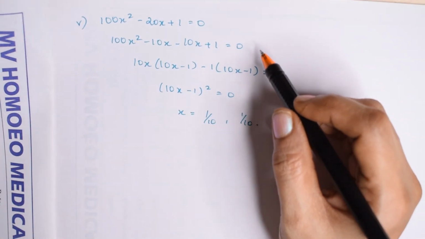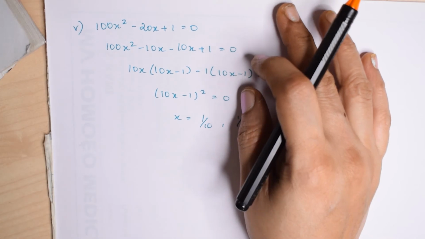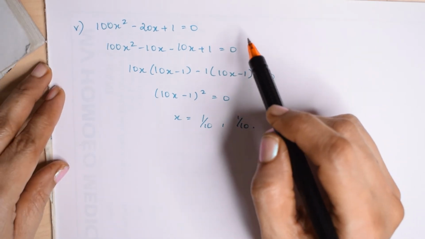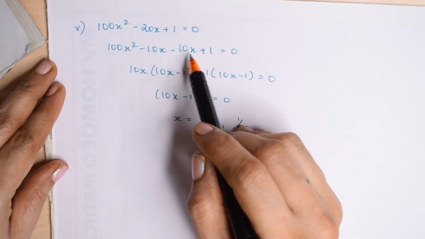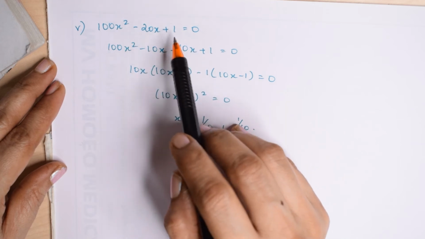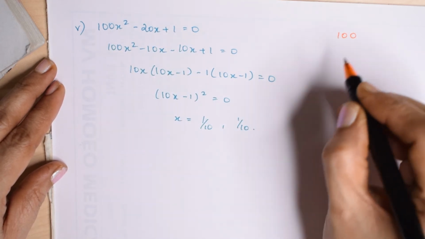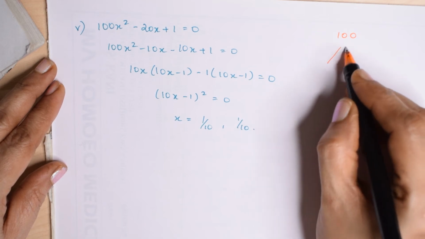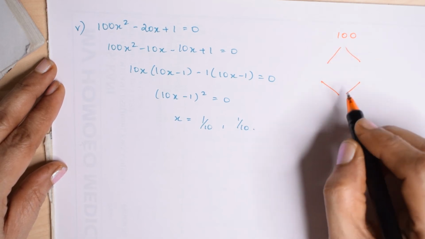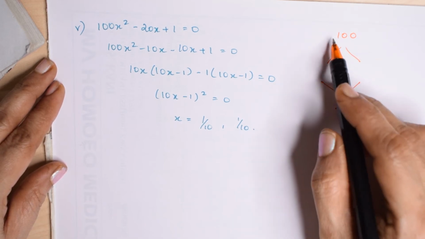The last sum here, 10x square minus 20x plus 1 is equal to 0. Here 1 and the 100 I have to multiply. So the product of the two numbers is going to be 100 and the sum of the two numbers is going to be minus 20. Again here it is plus.